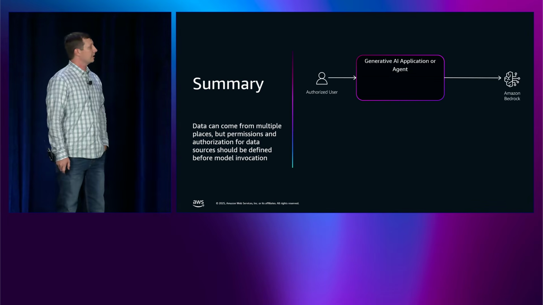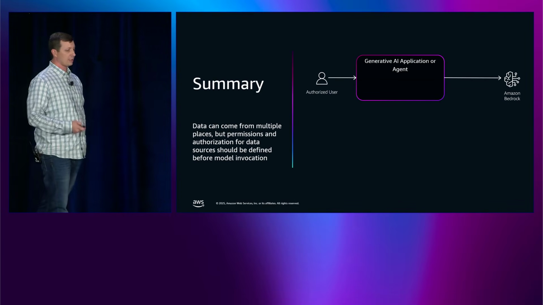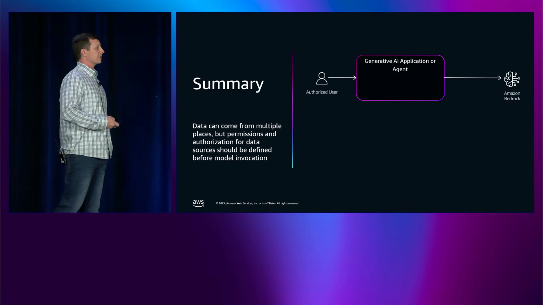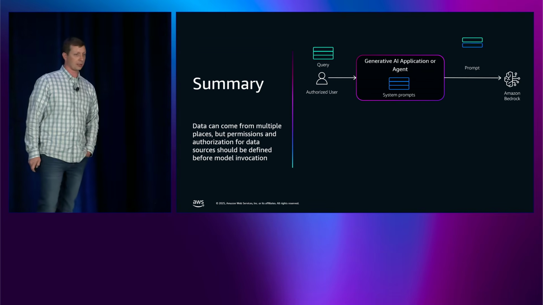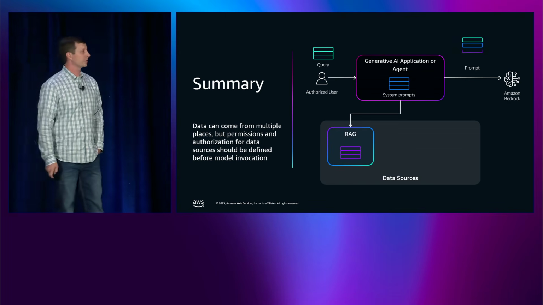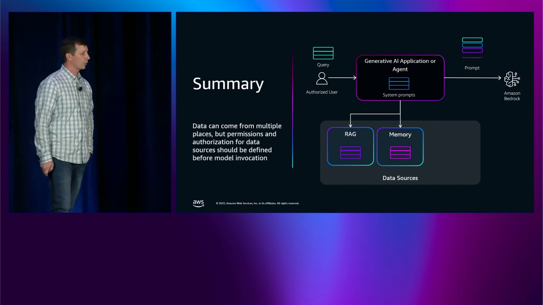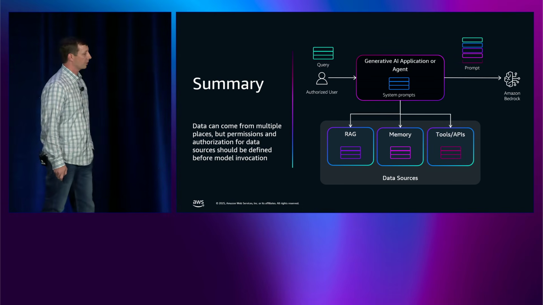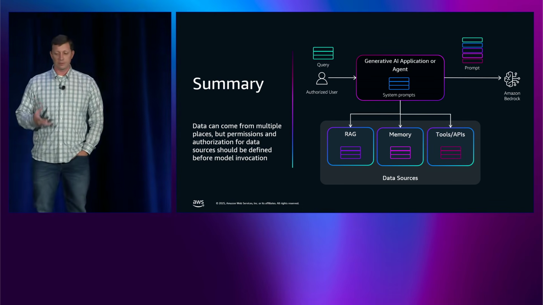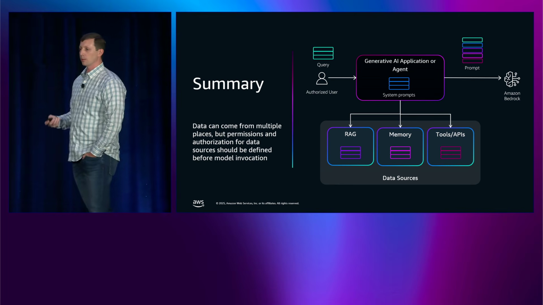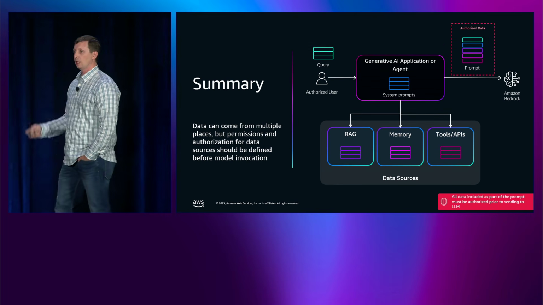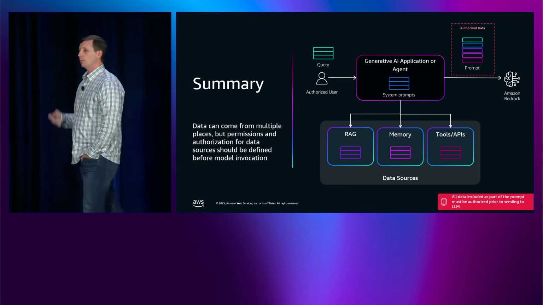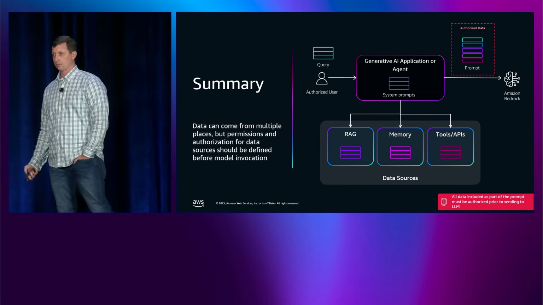authorized users interacting with a generative AI application or an agent with an LLM, data sources can come from multiple different places. They can come from the query that gets added to the prompt. System prompts come from RAG, come from memory, come from tools, a lot of different places where this can come from. But the most important thing to think about when you're building security with data sources is authorization needs to happen before it actually hits the LLM.